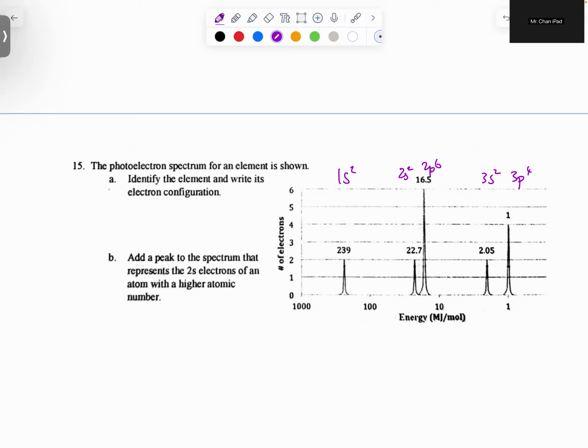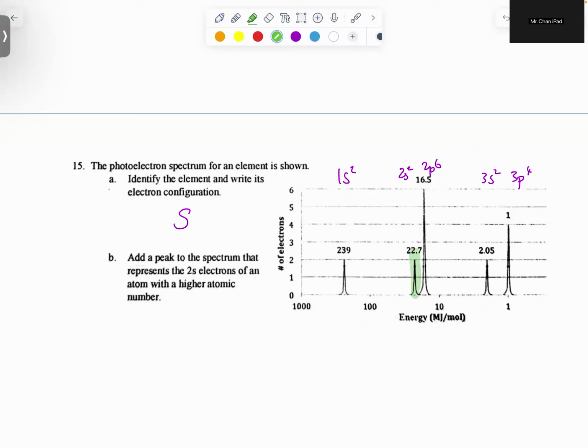Same column as oxygen, but in the third period, so it's going to be sulfur. Okay, sulfur. And it says add a peak to the spectrum that represents the 2s electrons of an atom with a higher atomic number. Okay, so where would you add this peak? Now for sulfur, 2s is where the 22.7 is located. So for sulfur, that's a 2s, right?